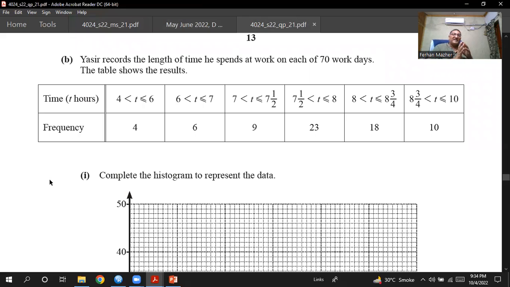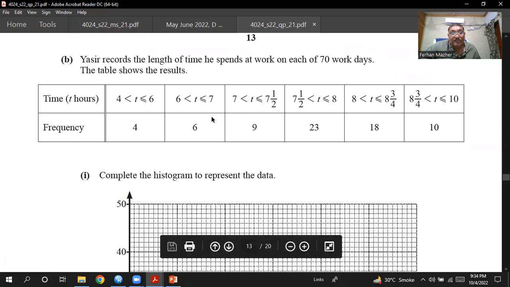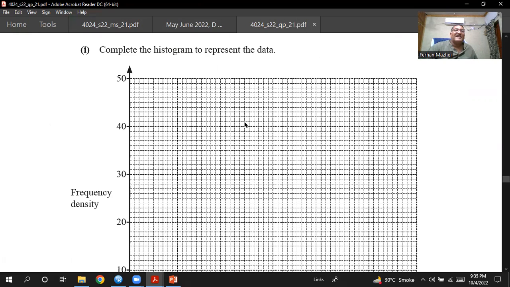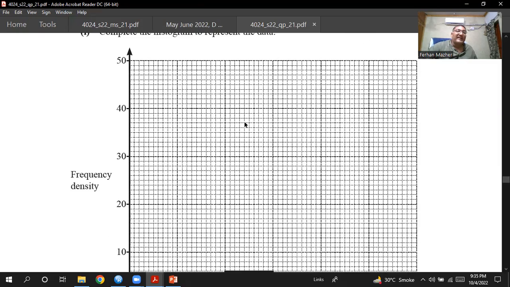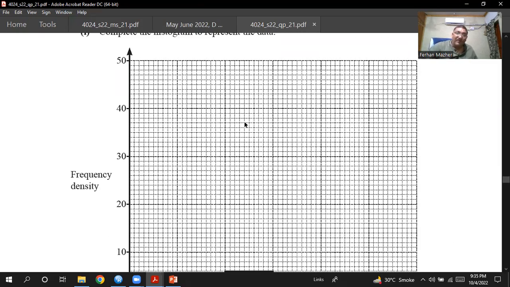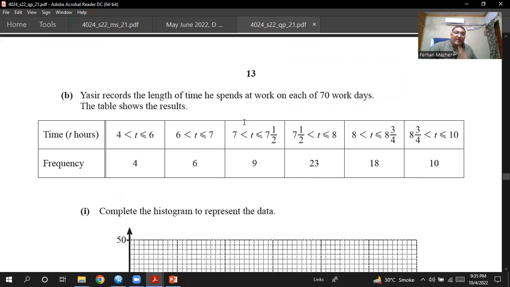The table shows the results: from 4 to 6, 4 times; from 6 to 7, 6 times; from 7 to 7.5, 9 times; from 7.5 to 8, 23 times; from 8 to 8.75, 18 times; from 8.75 to 10, 10 times. Okay. So he says complete the histogram to represent the data. The first 2 classes of the frequency density histogram are already made.